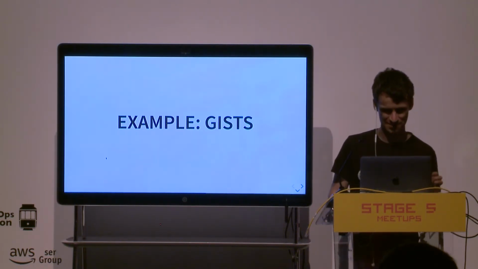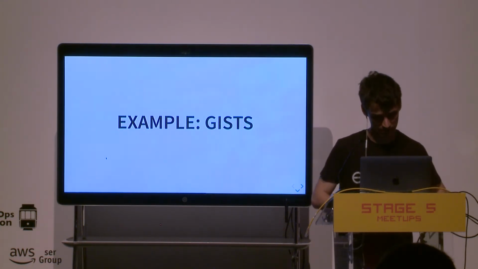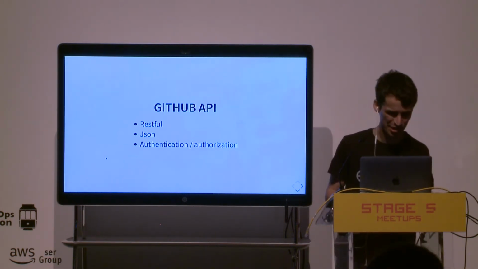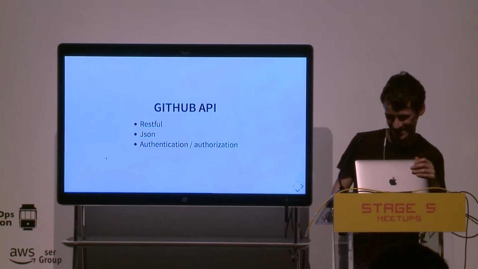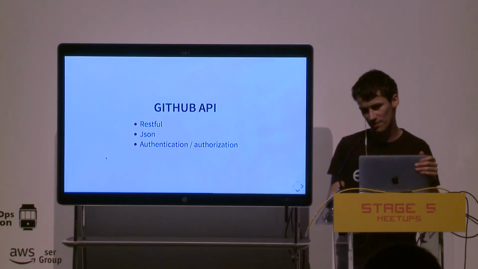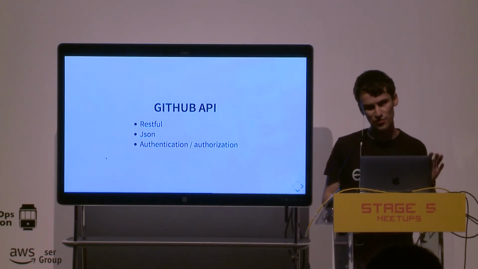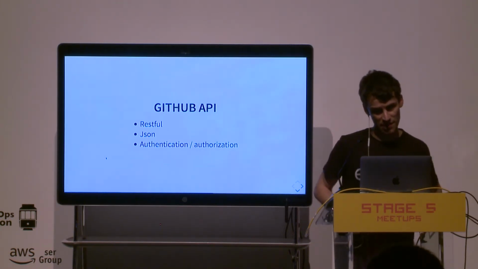So let's go for an example. I will try, I hope successfully, to create gists in GitHub with this STTP client. The GitHub API is RESTful. Yeah, I know that it is also a GraphQL API these days. Basically, it's a common API we all have to integrate, or GitLab or whatever. They all work similarly.